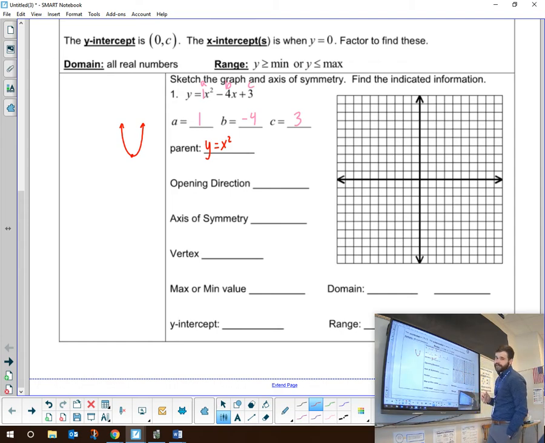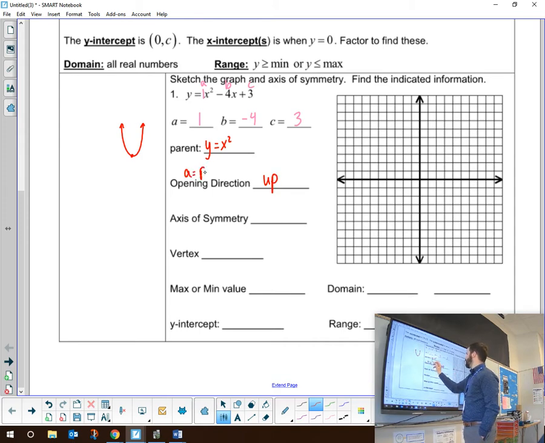Next, my opening direction. For my opening direction, we always look at a. If a is positive, it's going up. If a is negative, it's going down. So this one is going to go up because a is positive. Okay? So since a is positive, my opening direction is up.